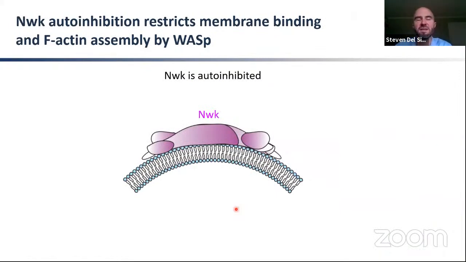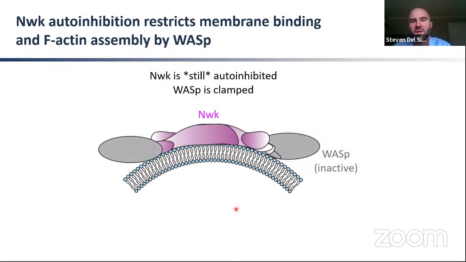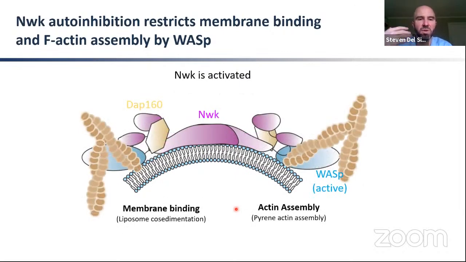To summarize that in vitro portion, the model is that nervous rec, this membrane binding protein, is autoinhibited on the membrane. Even when it interacts with WASp, it's still autoinhibited. So we're considering this to be a clamped state where actin assembly isn't occurring despite the presence of these regulators. Then plus DAP160 plus the membrane, we do see robust membrane-coupled actin assembly, suggesting that activation really reflects this strong coincidence detection among all of these components.